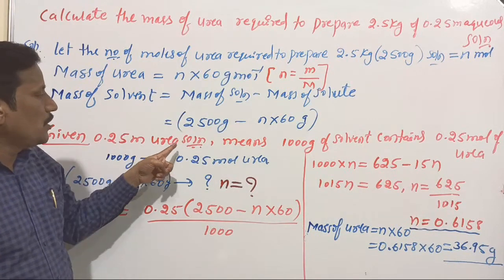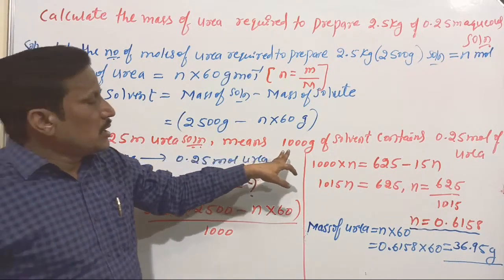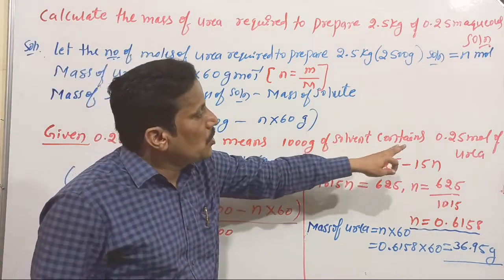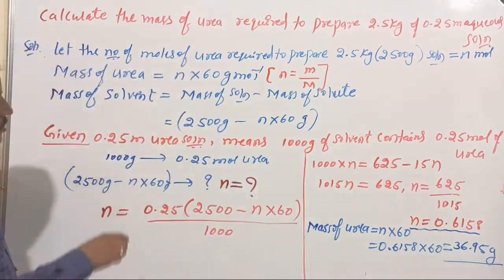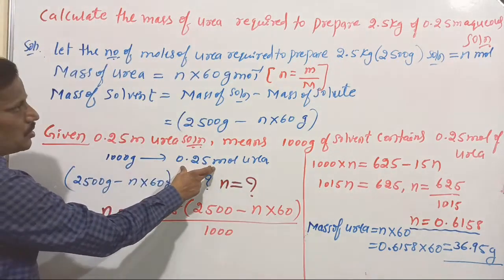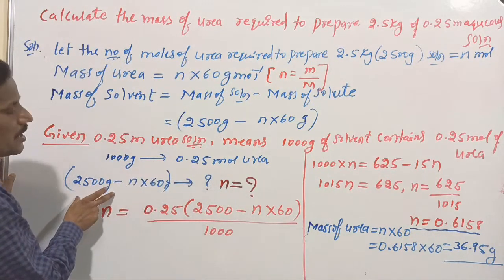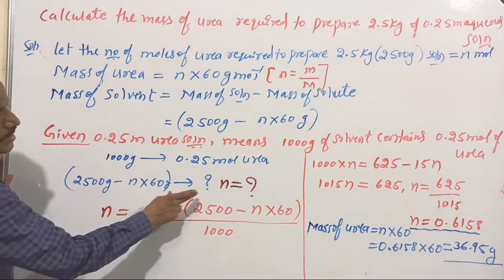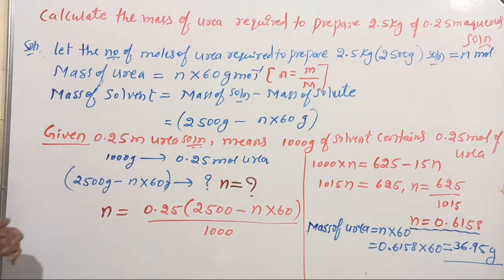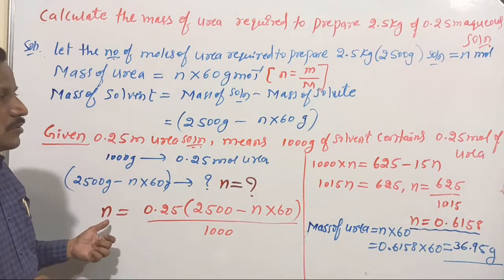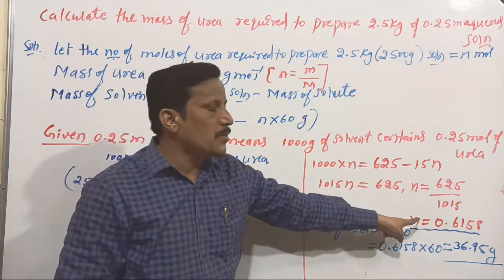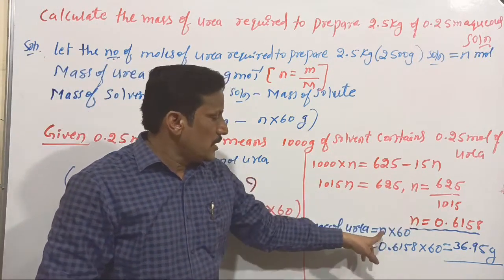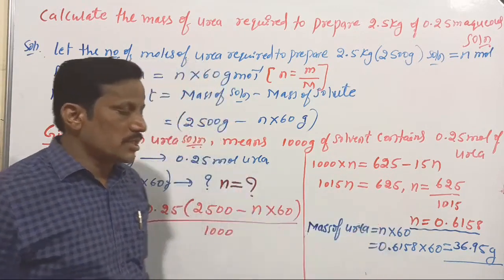0.25 molar urea solution means 1000 grams of solvent contains 0.25 moles of urea. So 1000 gram contains 0.25 mole. 2500 contains how much? If you solve that, you will get the n value as 0.6158. Then mass of urea is equal to n into 60, like that.